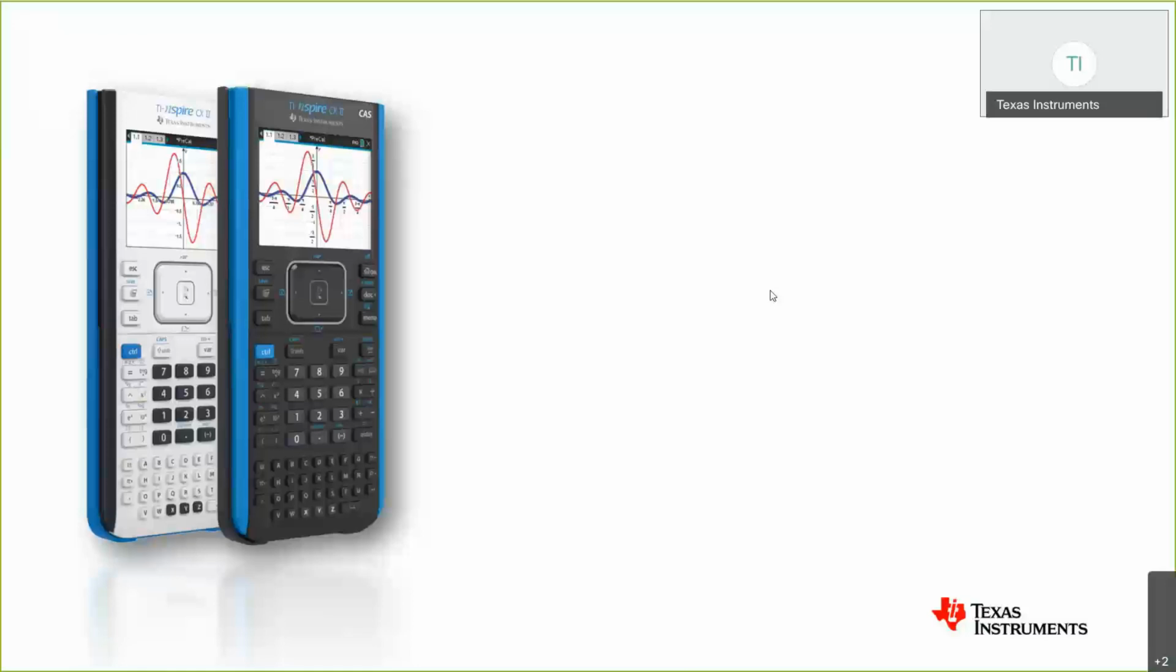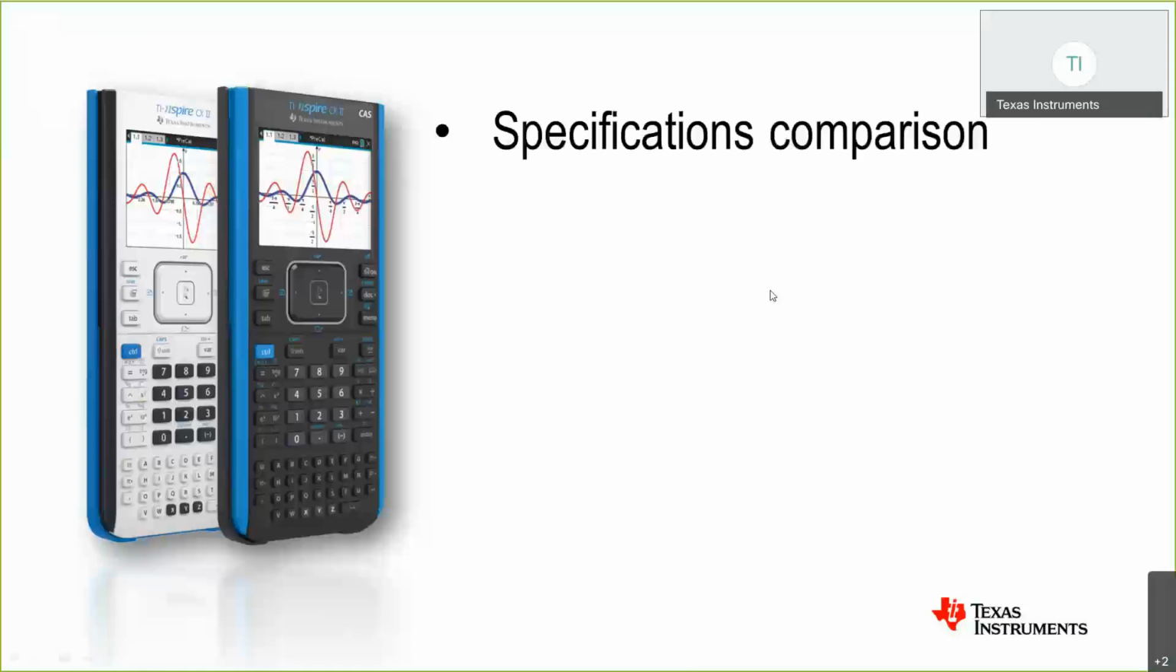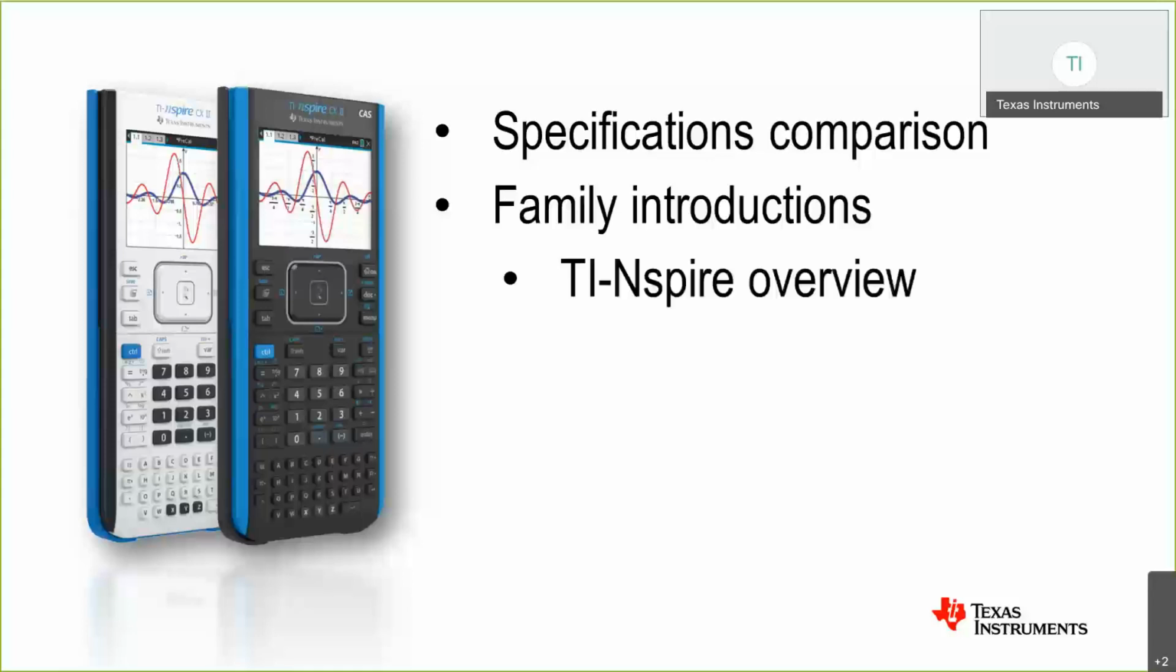We'll start by looking at the specification comparisons between at least 2 of the calculators that are approved for IB, and the specifications on those devices. Then we'll have a look at introducing the family of products with TI-nspire, and then we'll have an overview of what you can do with TI-nspire. What is it in terms of the functionality? What are the different environments and applications, and how do they all work together? Then we'll have a look at some sample activities.